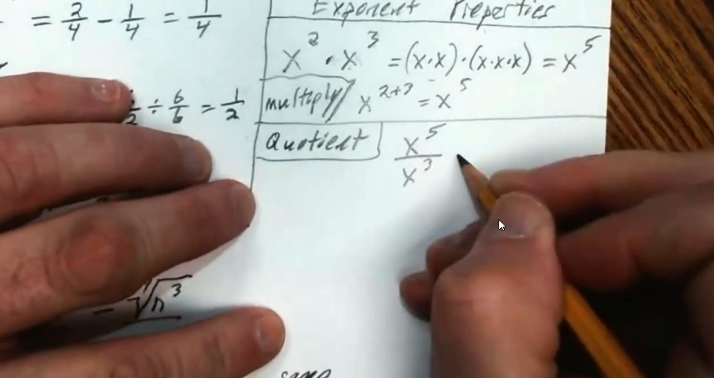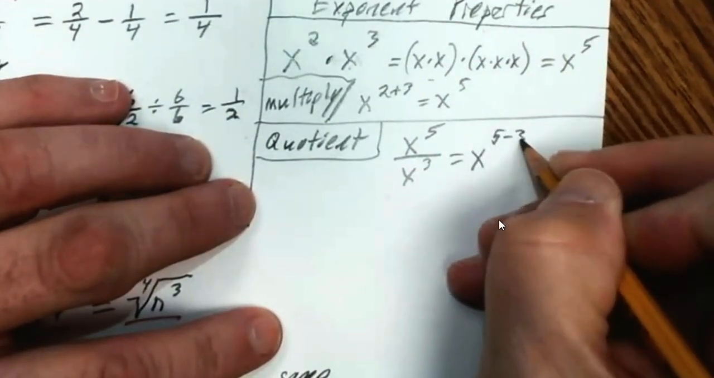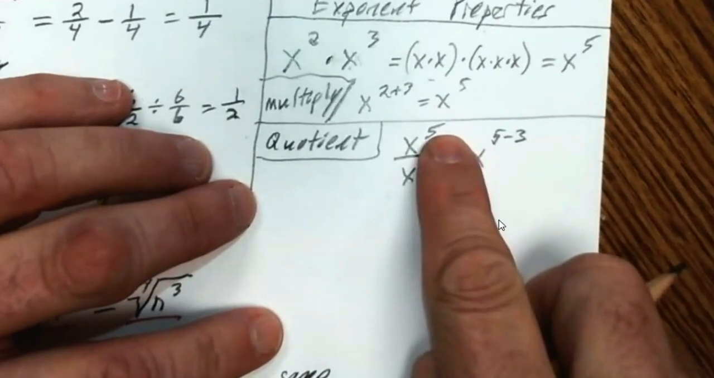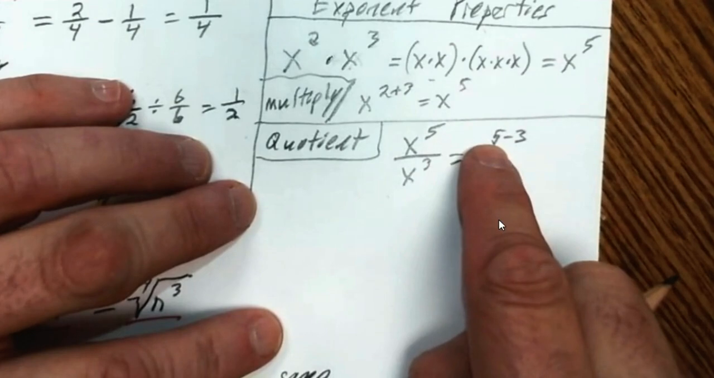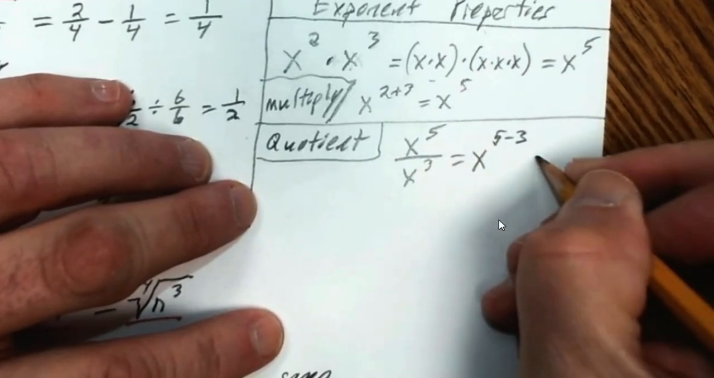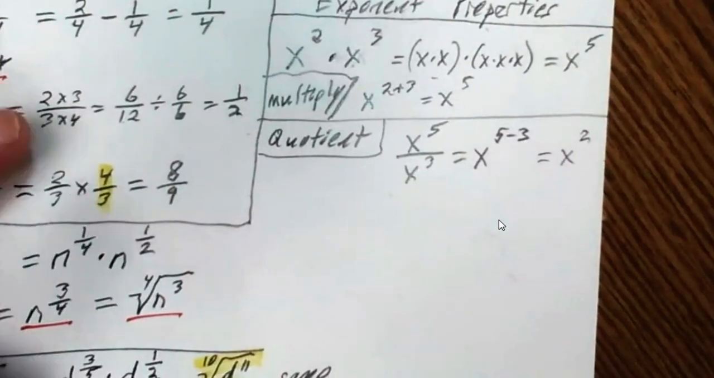In this case, we could take x and subtract 5 minus 3. We take the one on top first, and the one on bottom second. So that is the same as x squared. How do we know that?